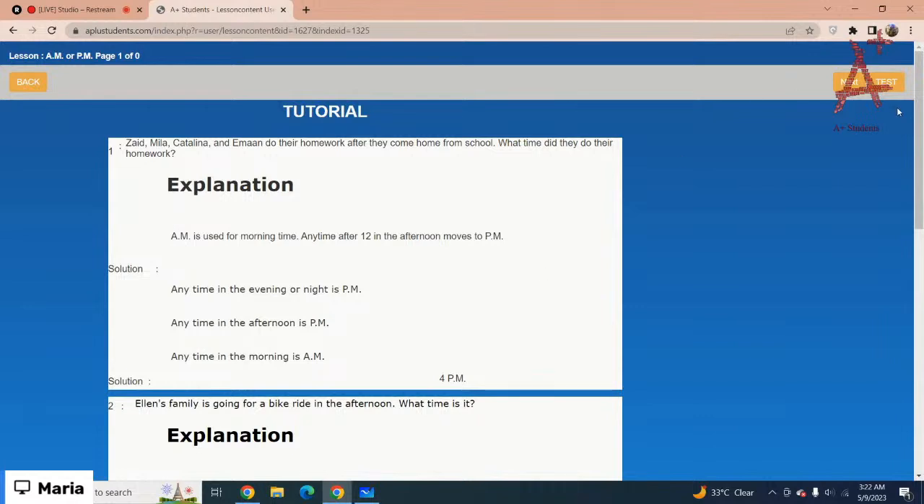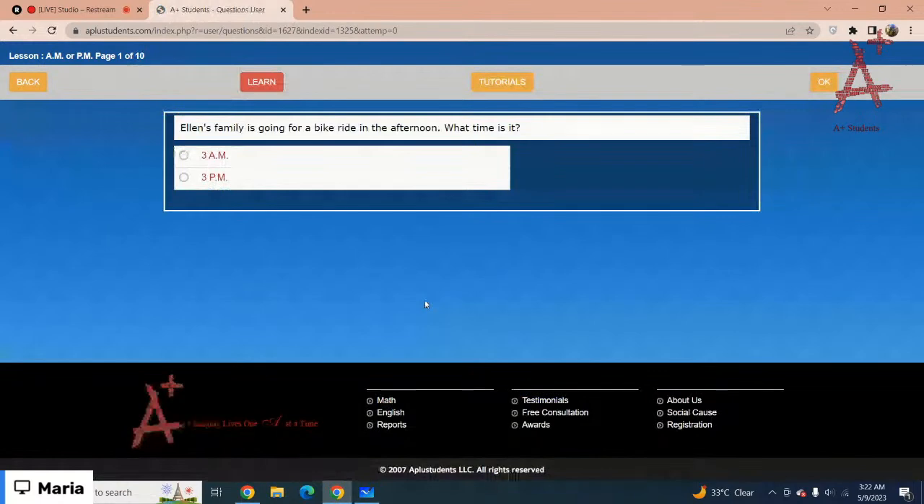Let's just start with the test questions. Alan's family is going to bike ride in the afternoon. What time is it? Which is the correct option? 3 a.m. or 3 p.m.? Afternoon, right? After the afternoon, it would be PM. So it would be 3 p.m. Got it? The correct option is 3 p.m. You can see in the afternoon. That means afternoon would be PM. So it would be 3 p.m., not AM.